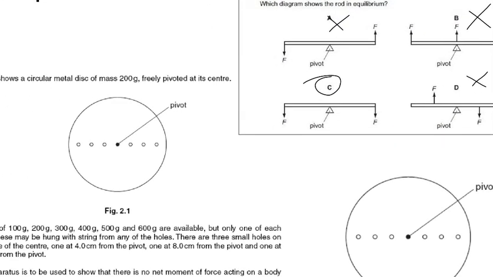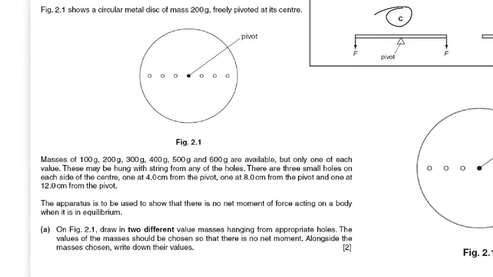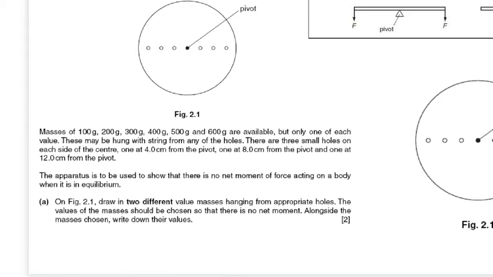Now a little bit more detail here. We've got a circular metal disc. It's got a pivot point at the center. And then it's got several holes where you can hang masses from it. Those holes are 4 centimeters from the pivot, 8 centimeters from the pivot, and then 12 centimeters from the pivot. So there's 4 centimeters between each of those holes. Now, they want us to balance this by hanging two masses in the holes. But we have to choose two different masses.